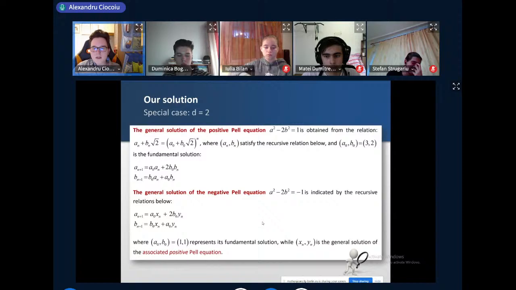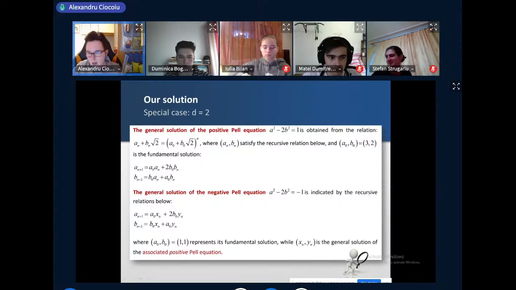Regarding the general solution of the positive Pell equation, which of course is a squared minus 2b squared equals 1, that is simply obtained from the relation below, where the pair a_n and b_n satisfy the recursive relation below, and a_0 and b_0 is the pair 3 and 2, the fundamental solution, which has the system written below.